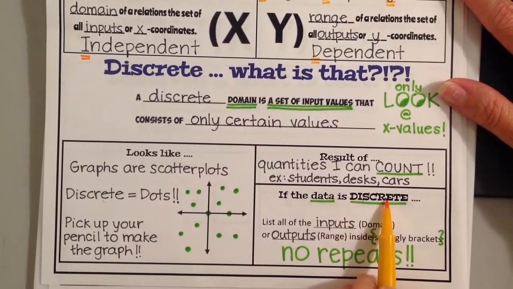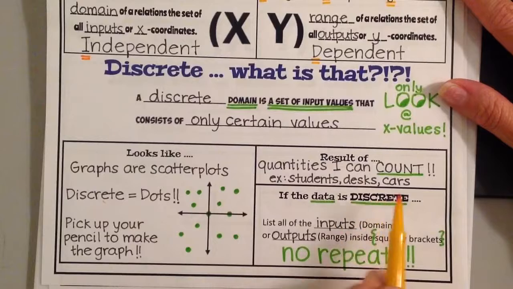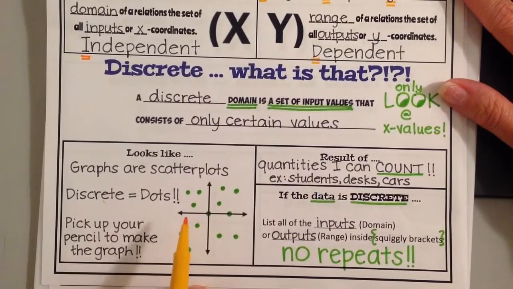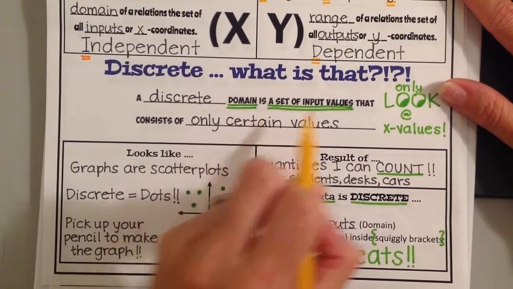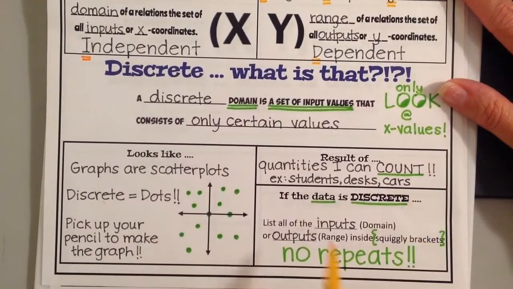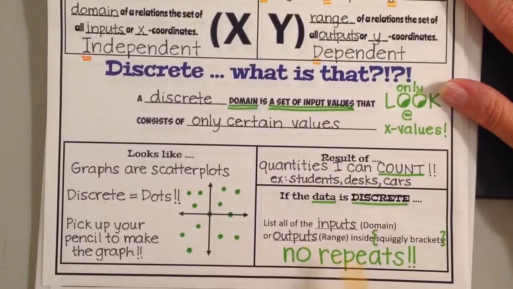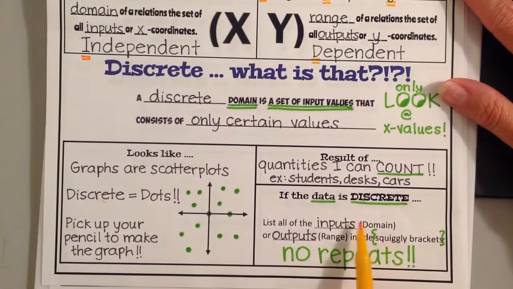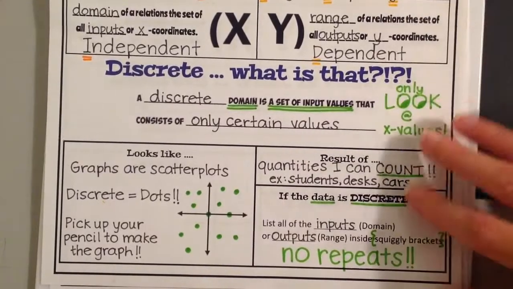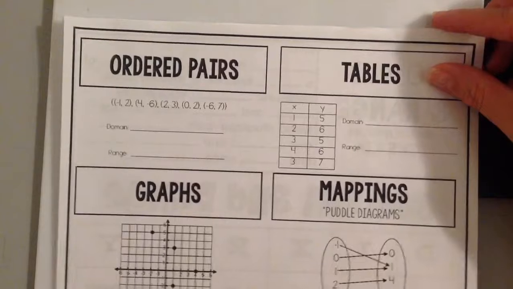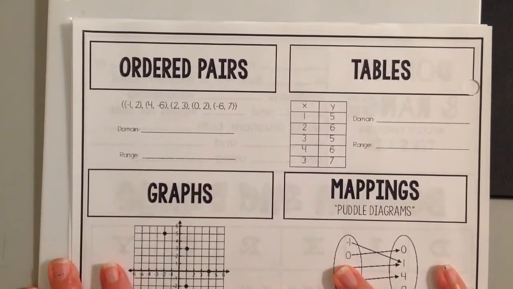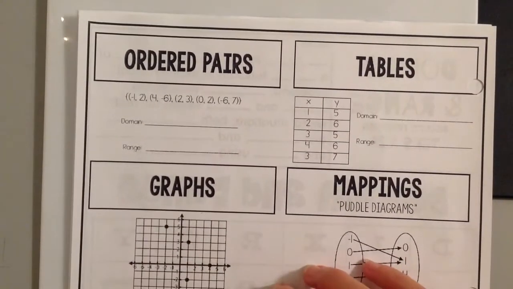So if your data is discrete because your graph is dots, which means you're only using certain values for your x values, then you will simply list all of your inputs and outputs in squiggly brackets, curly brackets, no repeats. So let's look at some examples to see what that looks like exactly when I start looking at representations. So I've got ordered pairs.